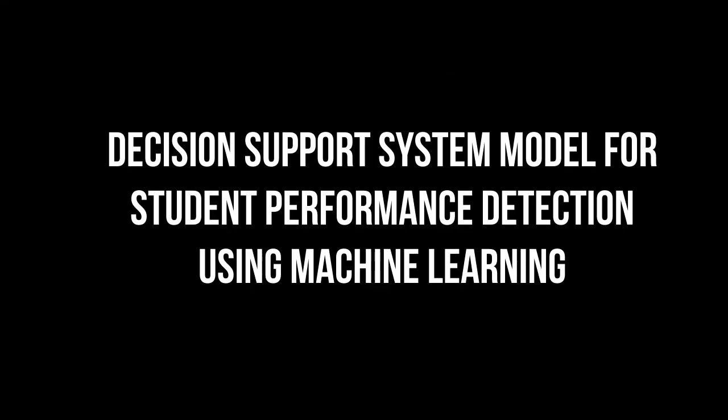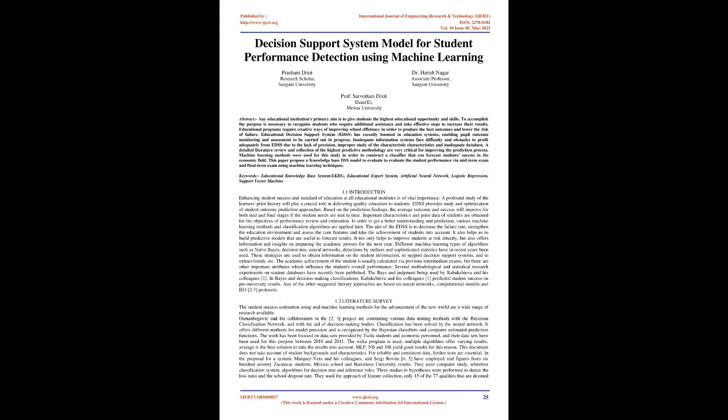Decision Support System Model for Student Performance Detection using Machine Learning. Abstract. Any educational institution's primary aim is to give students the highest educational opportunity and skills.